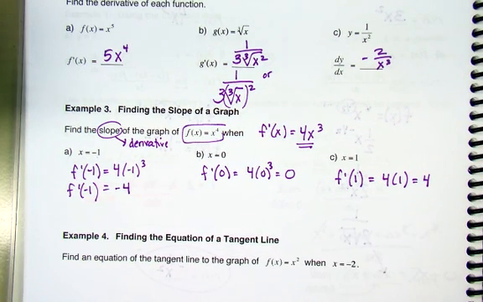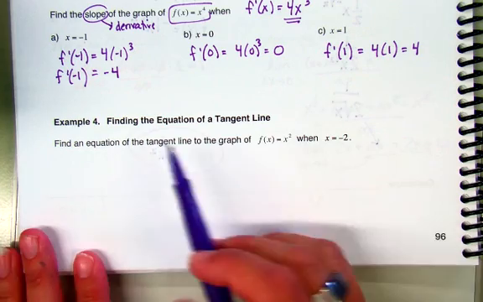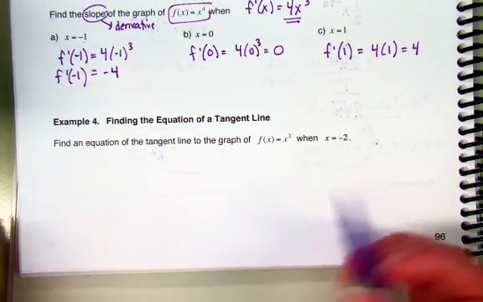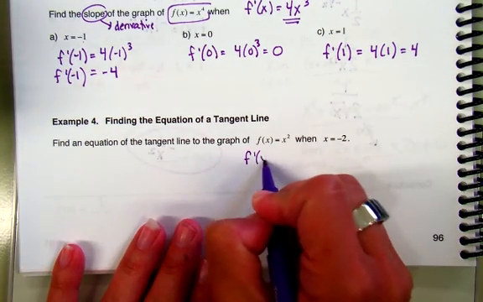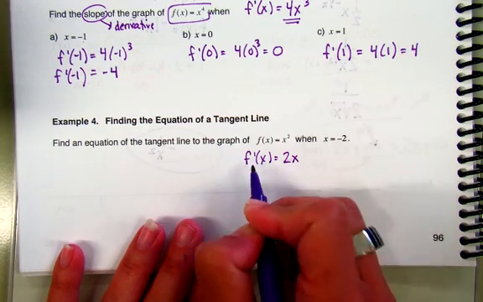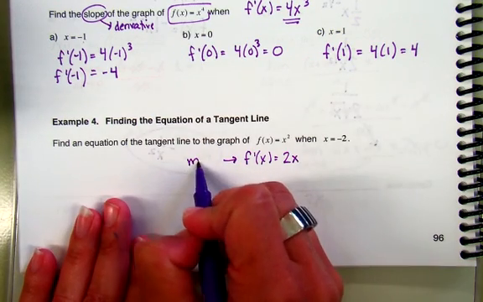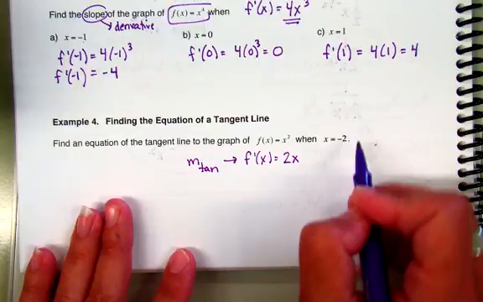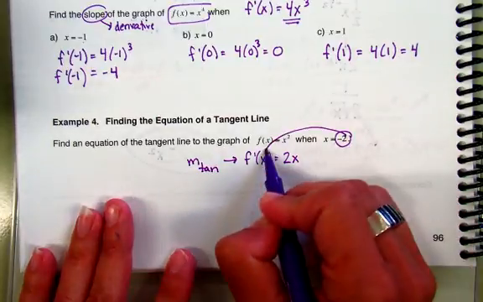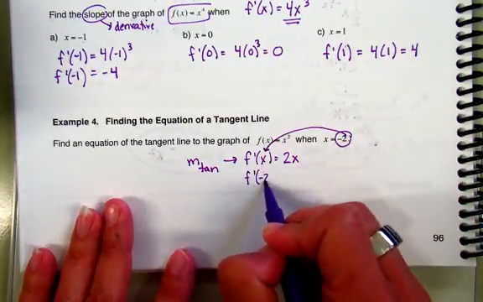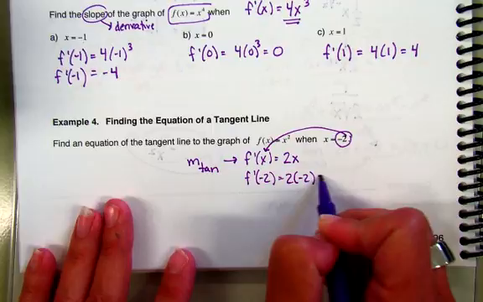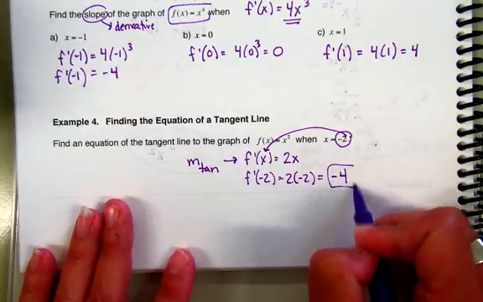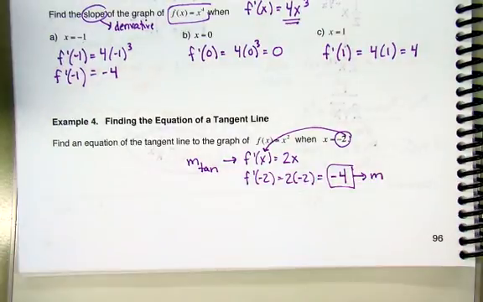Okay. So now, again, it's going to make your life a lot easier to find the equation of a tangent line. So let's find the equation of this tangent line. All right, well, let's do the derivative. Derivative, 2x. Derivative is going to give me the slope. Okay, so slope of my tangent line is 2x. I have to plug in -2. So my slope is -4. That's my slope.